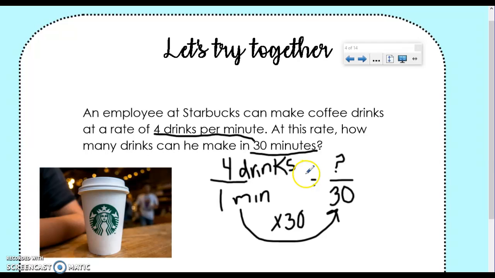So 4 times 30, well, I should get 30 times 4, right? A great math student will make sure that they check their work. 0 times 4 is 0. 3 times 4 is 12, so 120. Ms. Widerski, what does that mean? Well, if drinks is on top, and now we have 120 up here on the top, that means they can make 120 coffee drinks, which is a lot of coffee, in 30 minutes.